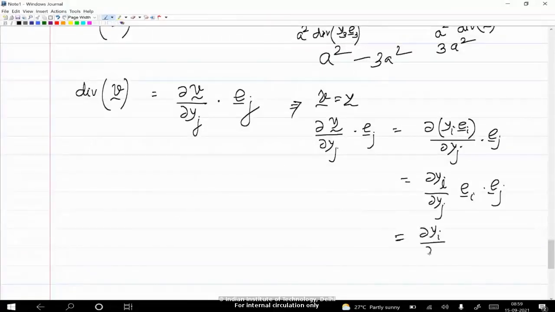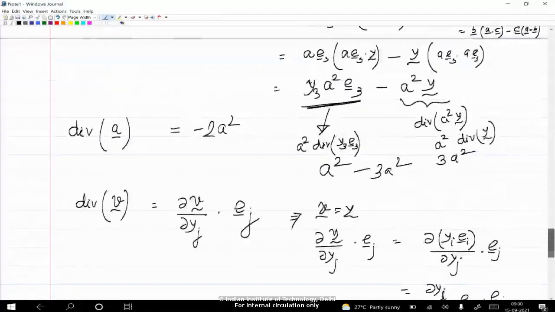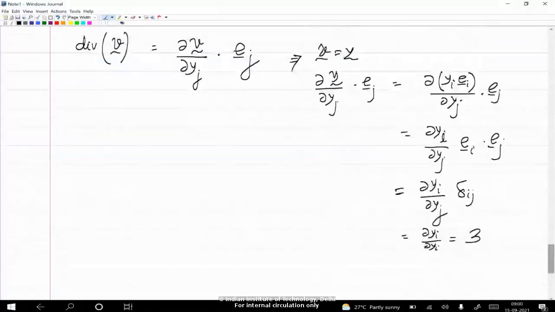That's del yi over del yj into delta ij, which is del yi over del yi itself, right? So you have del y1 over del y1 plus del y2 over del y2 plus del y3 over del y3. Each of them giving 1. So total is 3. Okay, there are several more examples, of course. So I'm going to stop the class here, and you are now free to ask me questions.